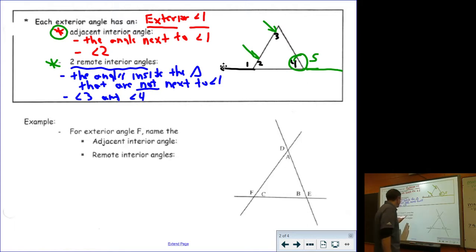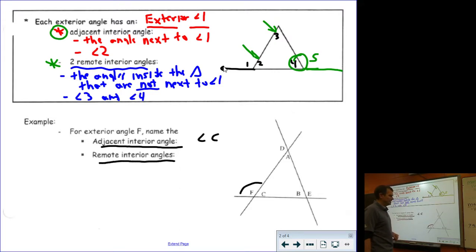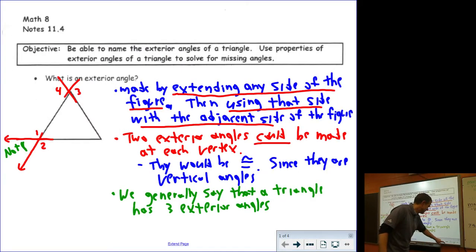All right, let's try the example for exterior angle F. Name the adjacent interior angle. Well, if angle F is right here, then the adjacent interior angle would be angle C, and the remote interior angles would be angle A and angle B. All right, so there's 2 more definitions for you. Let's look at the next thing.